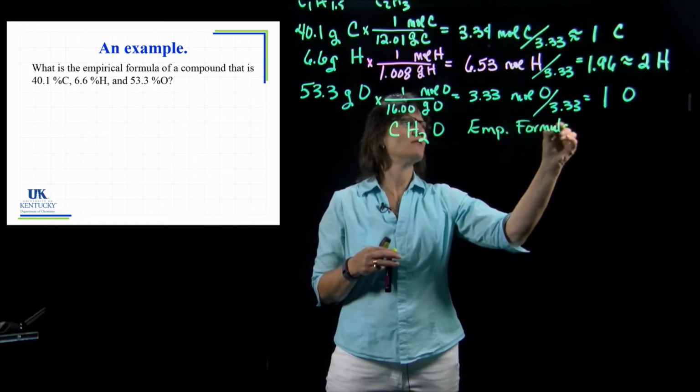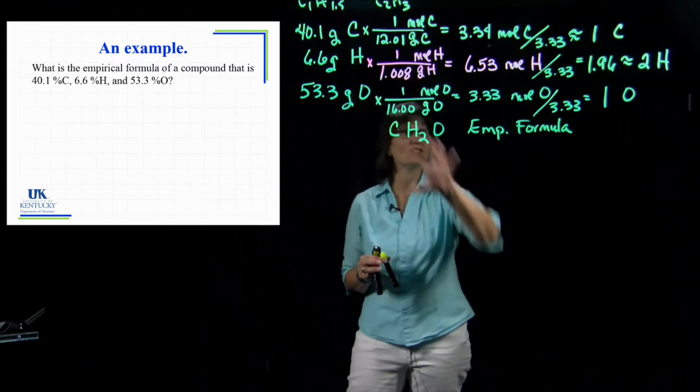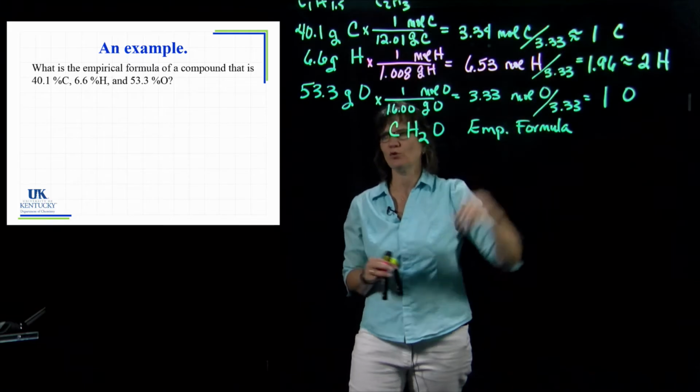Now this is just an empirical formula. You need to know this is not the molecular formula. This is the lowest whole number ratio because that's all the system can tell me. By dividing by the smallest, I get the lowest possible whole numbers.